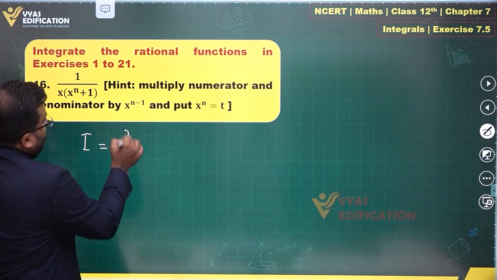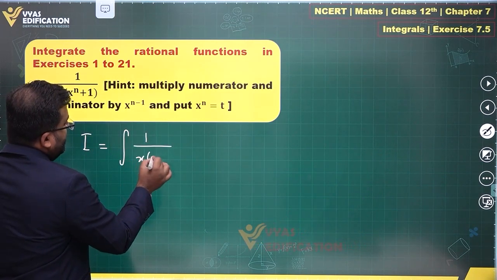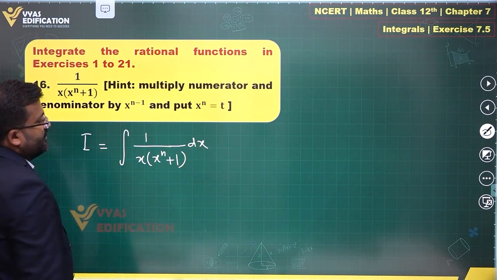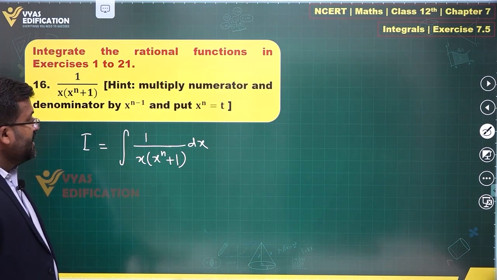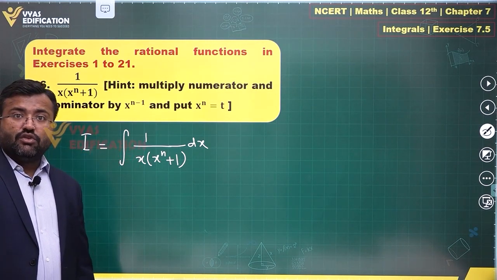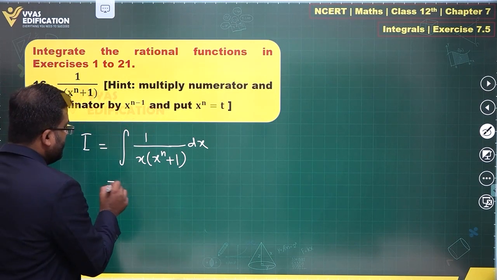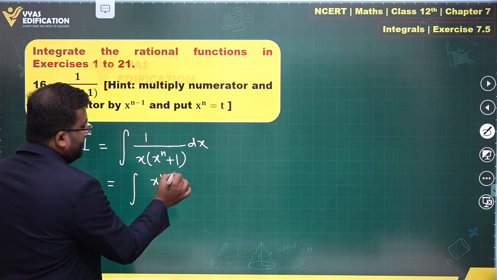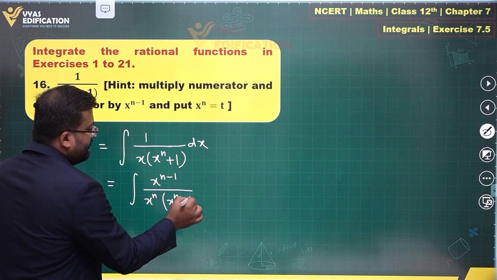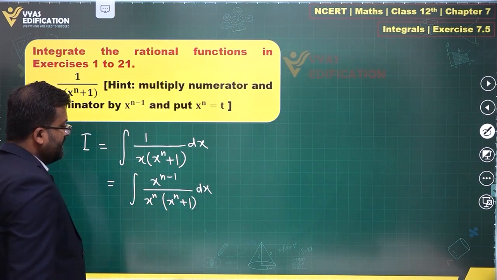I is equal to integral of 1 upon x times x power n plus 1 dx. This is what you have, right? So we can multiply with x power n minus 1 and put x power n equals t. Yes, so let's do it. Integral will be x power n minus 1 upon x power n minus 1 times x, which will be x power n, times x power n plus 1 already there, dx. Is that okay?